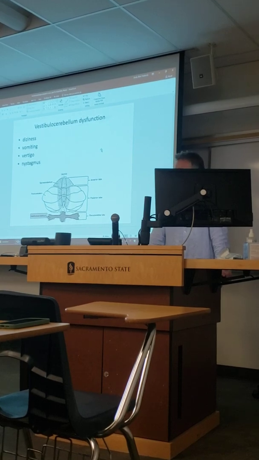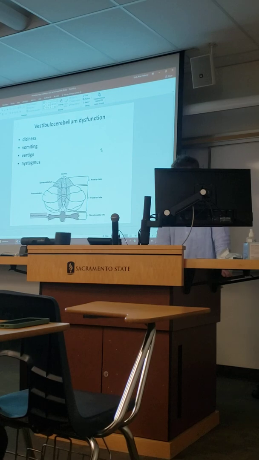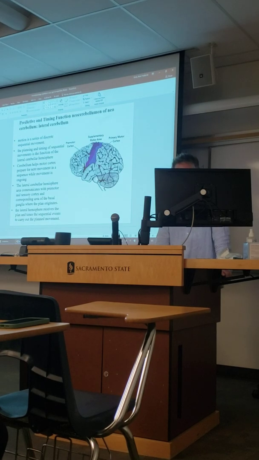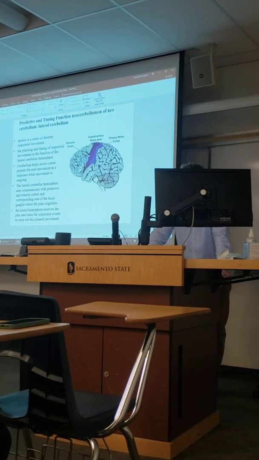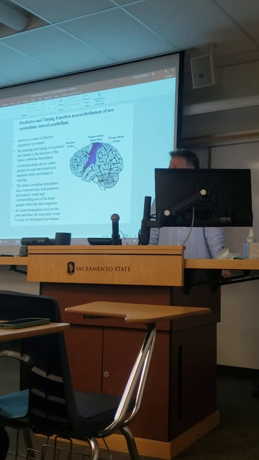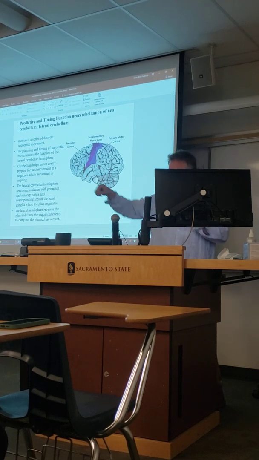Then we'll see these classic cranial nerve things like vertigo, dizziness, nystagmus. I'll show you a video of nystagmus. And if you damage the lateral parts of the cerebellum, this is where you see really more complex phenomena, because this is the part of the cerebellum that's helping coordinate sequences of movements, right?